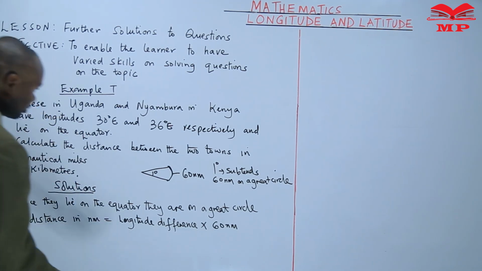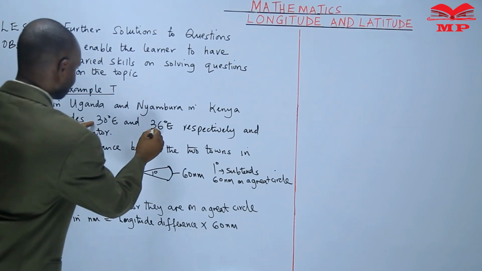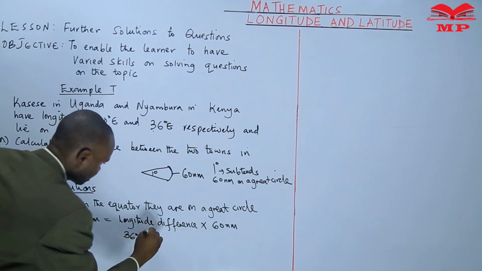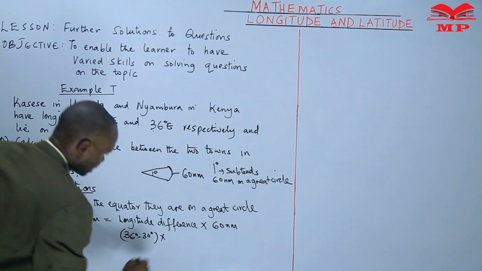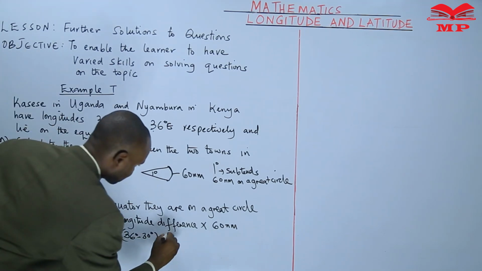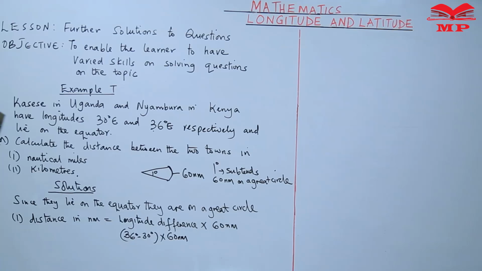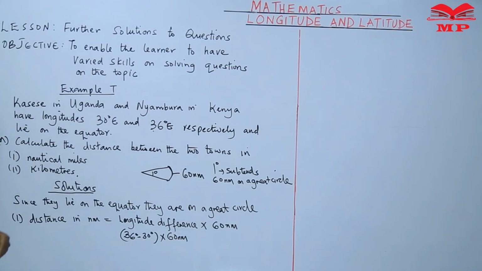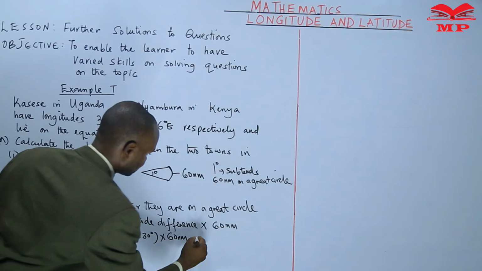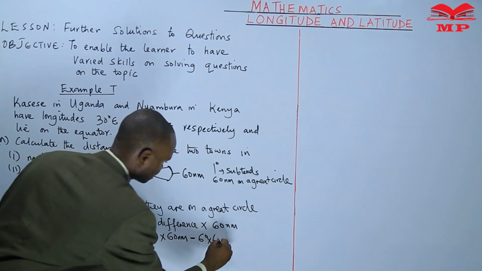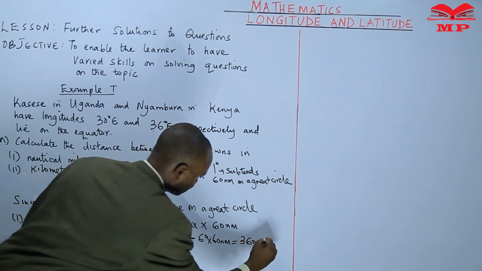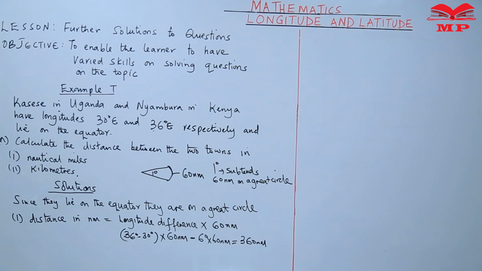So you'll just move in the longitude difference. This is 36 degrees, subtract 30 degrees, times 60 nautical miles. The longitude difference between these, which is more easterly, if it is east-east, you just subtract. So this will come to 6 degrees times 60 nautical miles. That gives you what, Lana? 360 nautical miles.